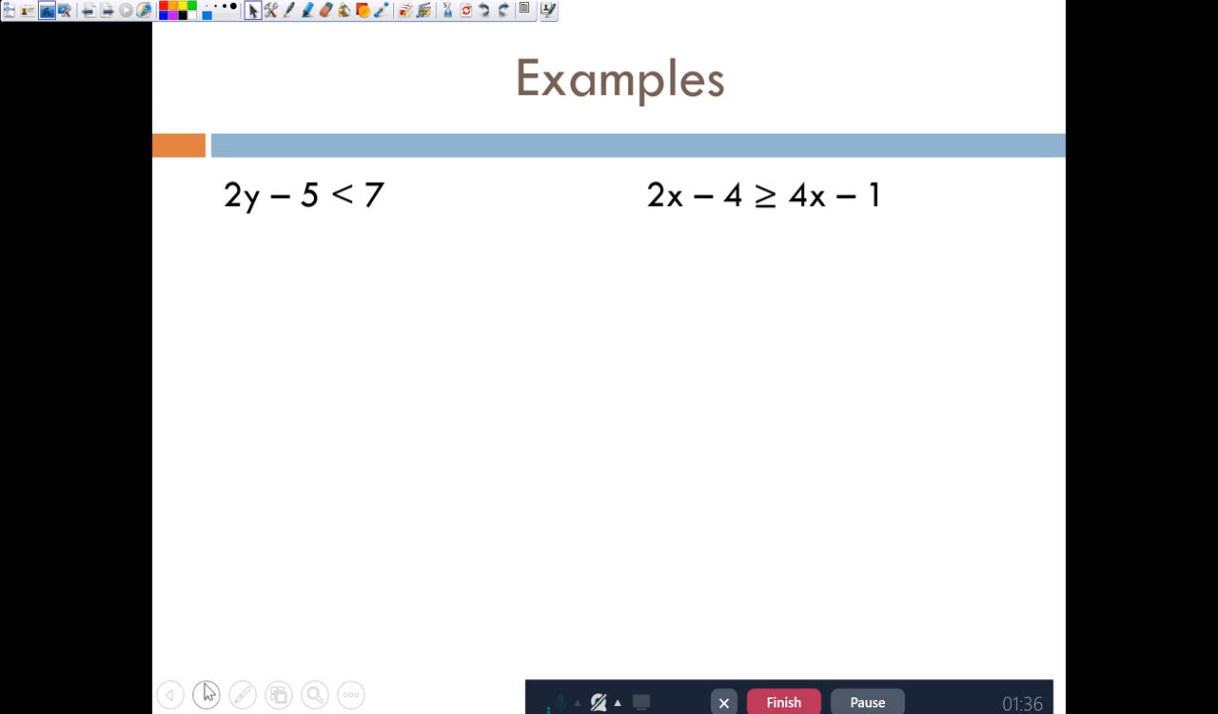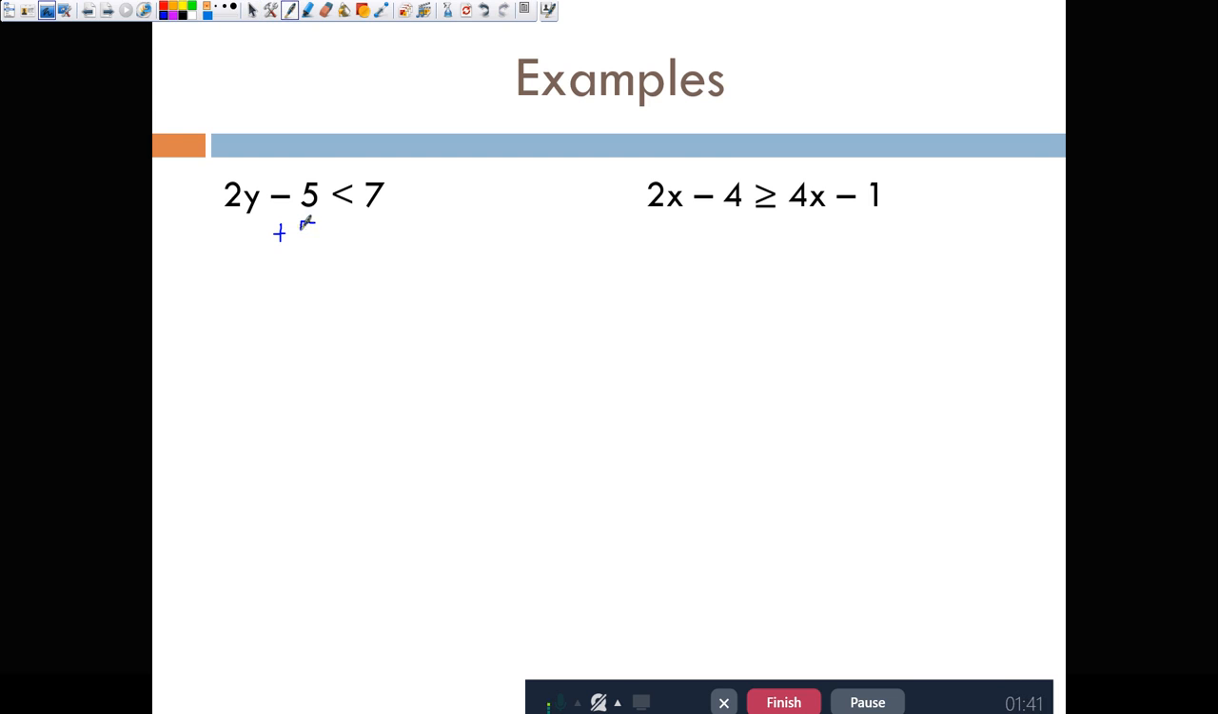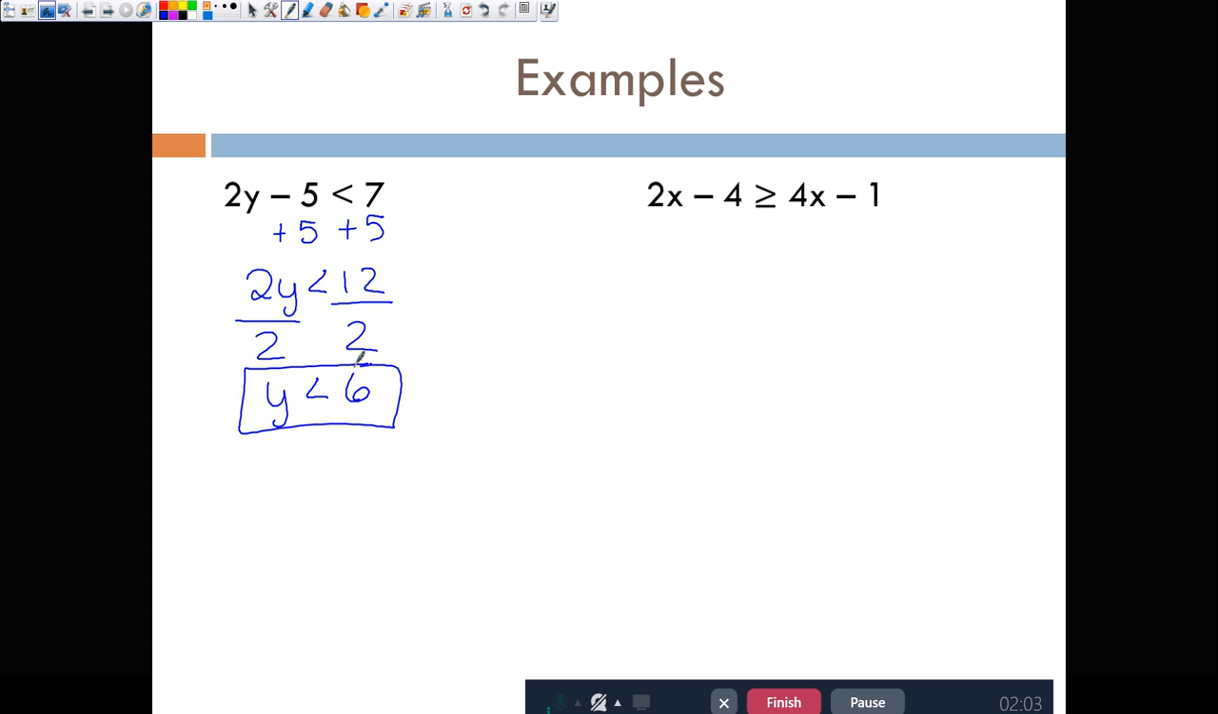So in order to solve this inequality, I'm going to add 5 to both sides. So I'm going to get 2y is less than 7 plus 5, which is 12. Divide by 2. Am I dividing by a negative number? No, so I'm going to keep my inequality sign the same. And 12 divided by 2 is 6. So it's just like solving equations, except for that one little extra, if it's dividing by a negative number.